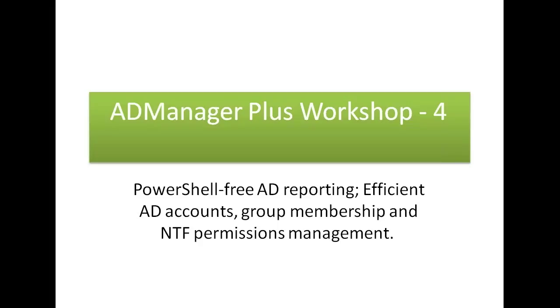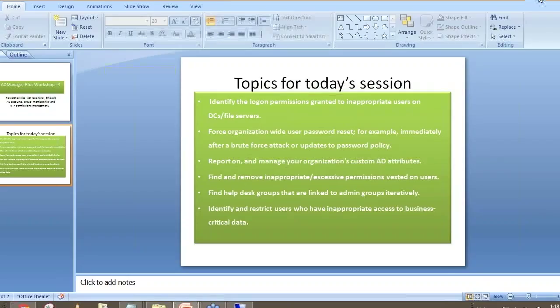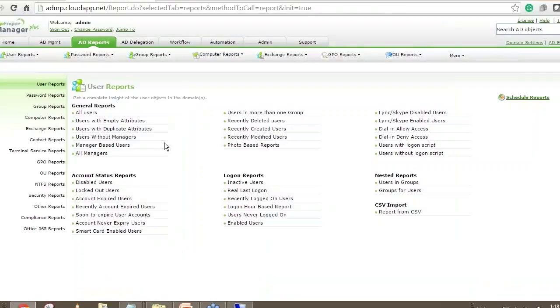So just a quick recap. We saw how to identify users with inappropriate logon permissions and clean them up. We saw how to perform a bulk password reset, and also how do you clean up Active Directory permissions, especially group permissions and NTFS permissions. And how do you find out stale accounts in Active Directory and remove them from Active Directory based on a sequence.